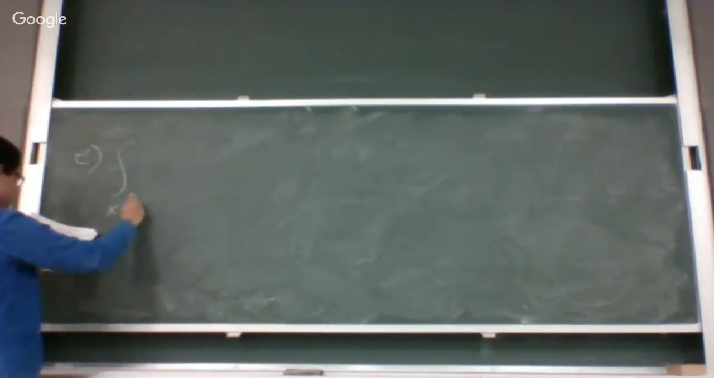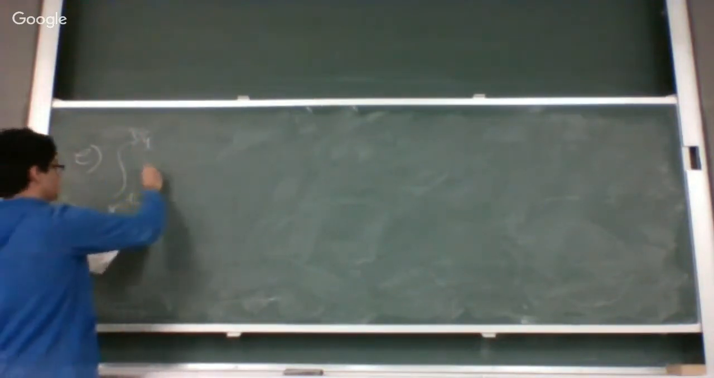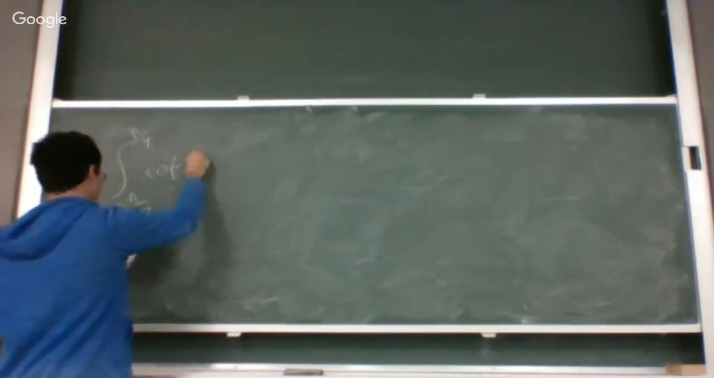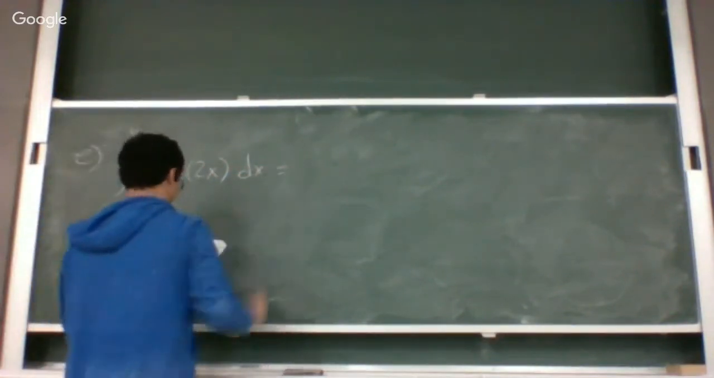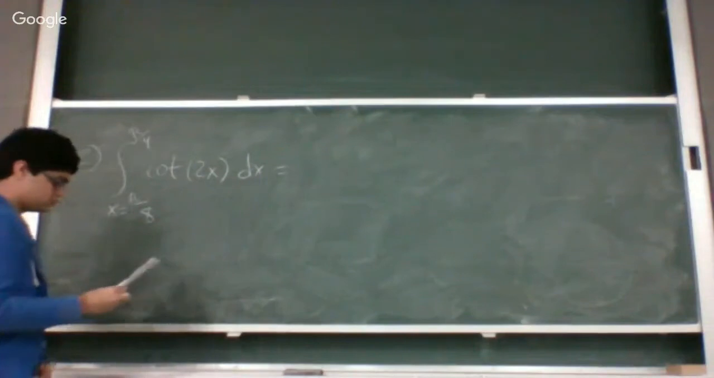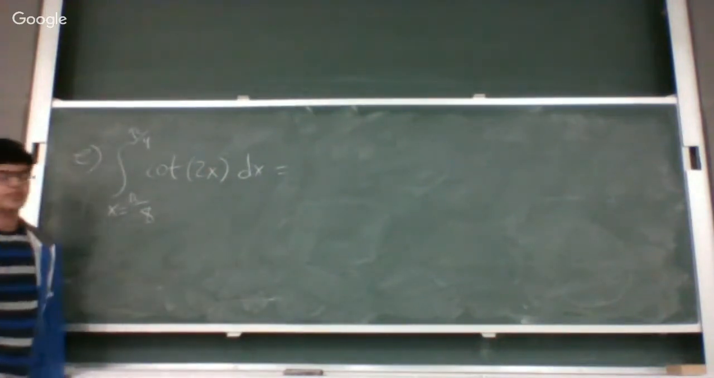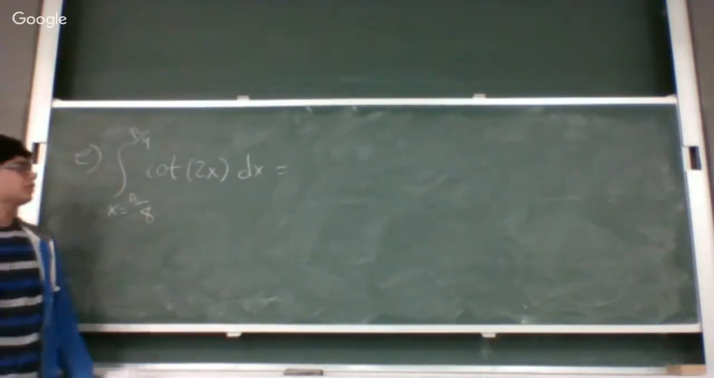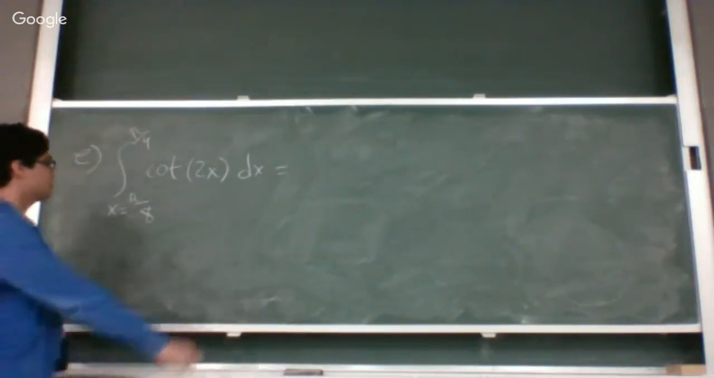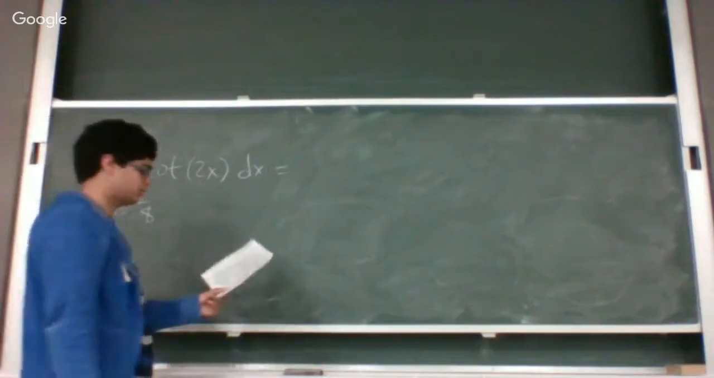So the lower limit is pi over 8. Upper limit is pi over 4. Cotangent of 2x dx. What is the first step? It's breaking into sine over cosine, not just automatically going and setting this like a u. Okay.